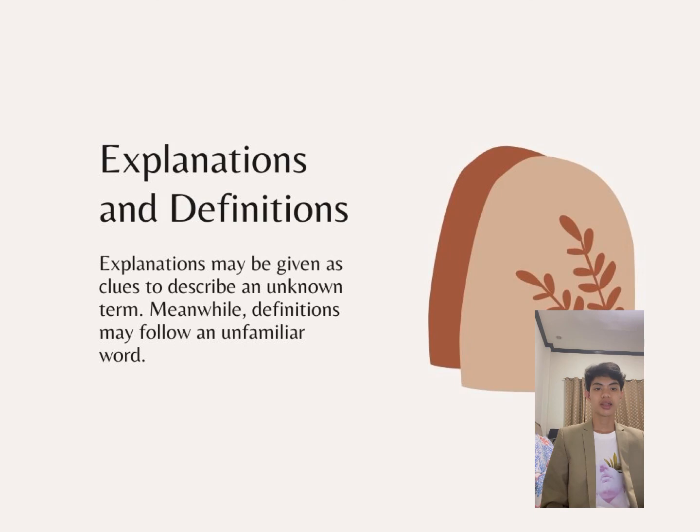Lastly are the explanations and definitions. Explanations are defined as giving clues to describe an unknown term. When phrases like "because" or "that is" follow a word, these may be explanations. Meanwhile, definitions may follow an unfamiliar word. Terms like "is," "means," "is defined as," and "refers to" are used with definitions. With this explanation and definition, the reader could understand the meaning of an unfamiliar word as it will be more elaborated. So this technique will help to clarify and simplify things.